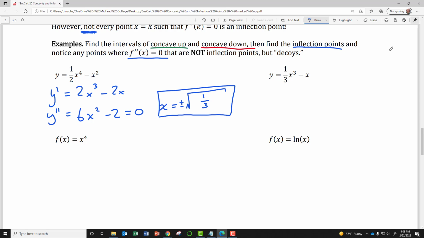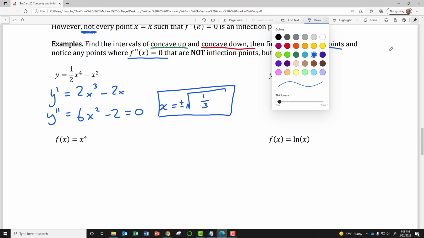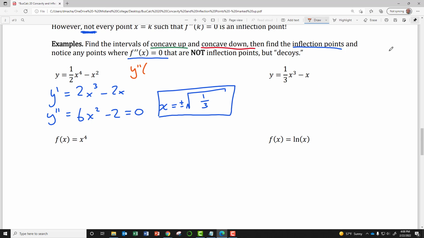And we'll see, are these inflection points? Well, let me just take a random value of x and plug it in here. What if I take the second derivative and evaluate it when x is equal to 0? That second derivative would be 6 times 0 squared minus 2, so 0 minus 2 is negative 2. So in between these two potential candidates for inflection points, just places where the second derivative is 0, it looks like I have a negative second derivative.